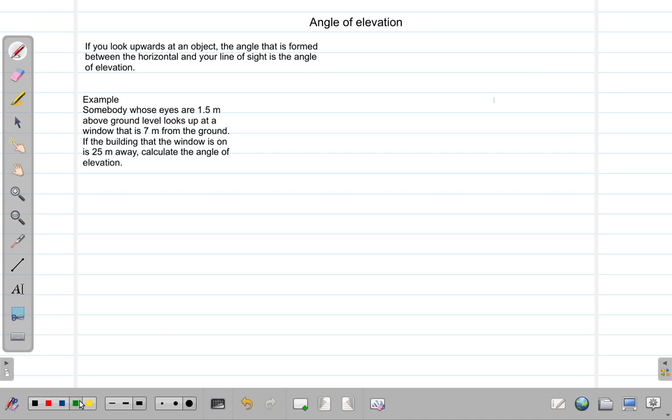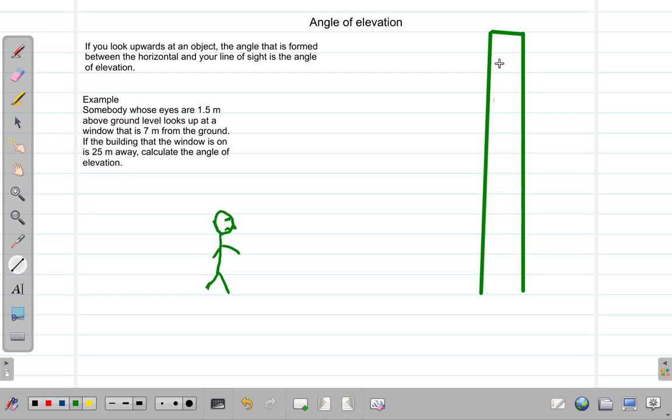Let's say, for example, this is you, standing on the ground, and this is your eyes, your nose and your mouth and so on. And let us say you have a utility pole here, and there's a bird on top of the utility pole. See, this is a bird. And you're looking up at the bird.